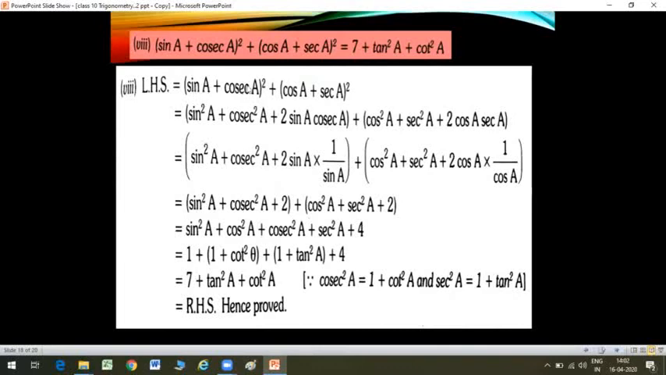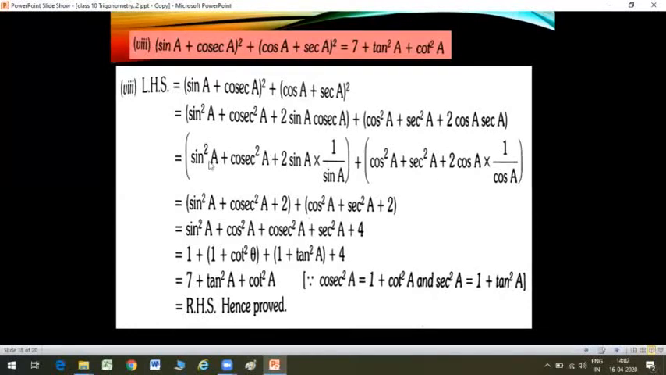Now in this first bracket, after applying the identity, we'll be getting sine square A plus cosecant square A plus 2 sine A cosecant A. Then in the second bracket, again we'll apply the identity. We'll be getting cos square A plus secant square A plus 2 cos A secant A. Then in the next step, sine square A plus cosecant square A plus 2 sine A, cosecant A we can write as 1 by sine A. Then cos square A plus secant square A plus 2 cos A, then this secant A we can write as 1 by cos A.